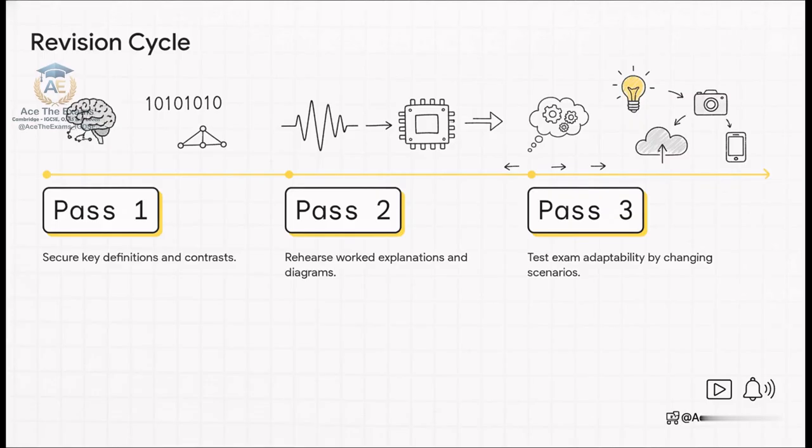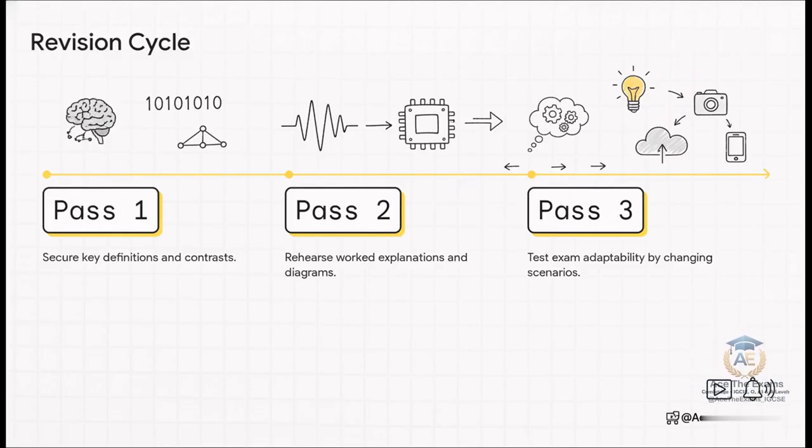Rule 1, command word decoding. You must always know if you are simply stating a fact or explaining a process. Rule 2, the PEEL framework application. Point, evidence, explanation, link. Never make a naked point without linking it back to the prompt. Rule 3, the time management matrix. Do not spend 10 minutes writing an essay for a 3-mark question, and don't write a single sentence for an 8-mark question. You execute these rules through this highly effective 3-pass revision cycle.